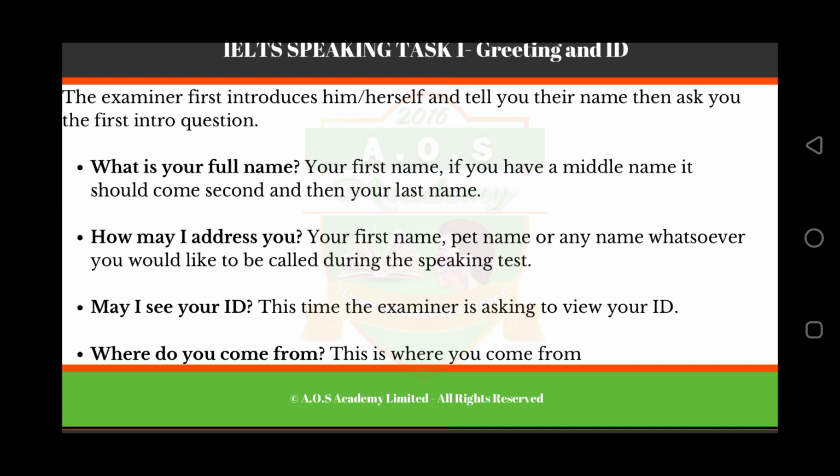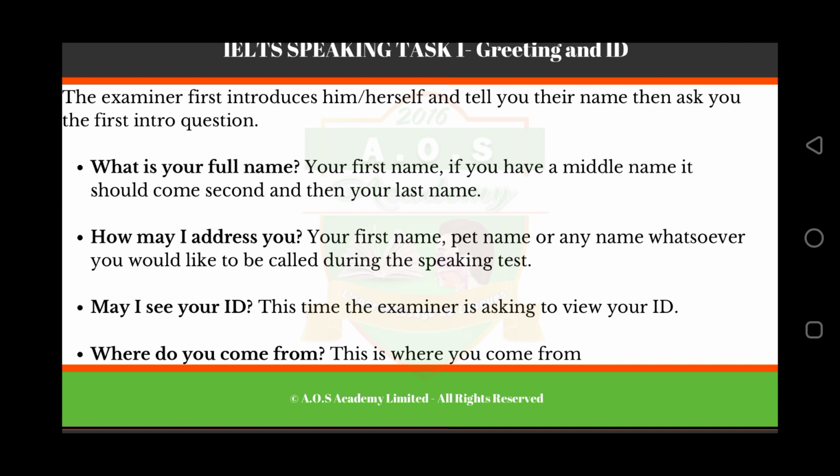Now, moving on to the second intro question. The second question is, how may I address you? This is the name you want the examiner to call you throughout your speaking test. It can be your first name or even a pet name, any name whatsoever you would like to be called during the speaking test. You could say, "You can call me Rashidat."